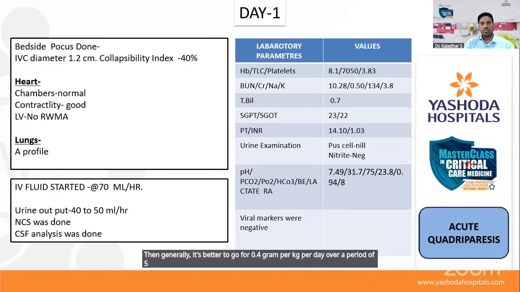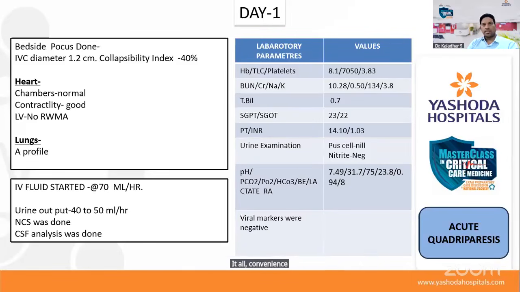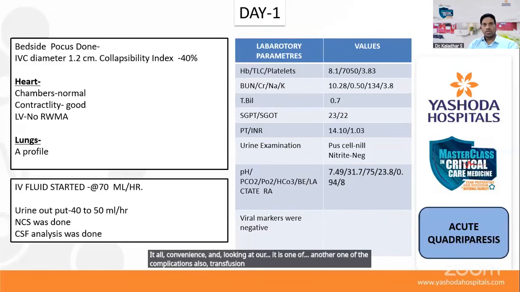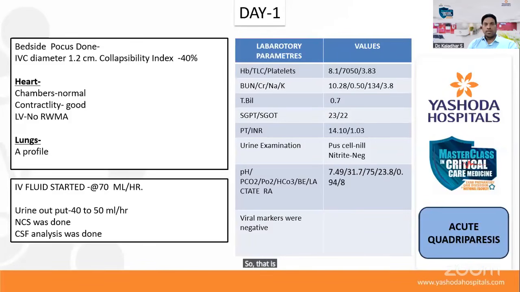Suppose a young patient who is not having this illness, you go directly for 1 gram per kg over 2 days. From the efficacy point of view, not much difference across different studies. It is all convenience, and looking at another one of the complications also, transfusion associated overload. So when you give a lot of dose on the same day, the possibility that the patient lands up in overload. So that is the thing. Next, what are the complications of plasma exchange?